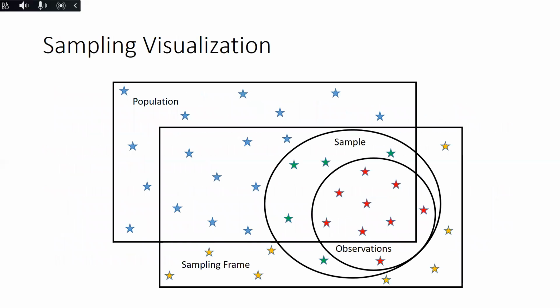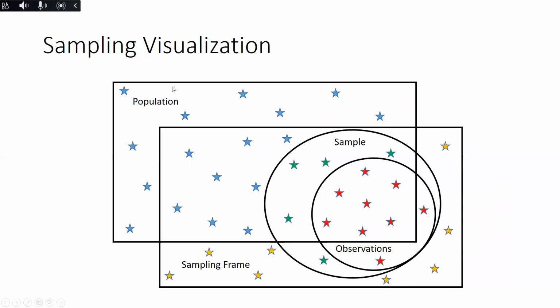So here's a visual representation of what we just talked about. This big box here is our population. Those are the folks that we're actually trying to make claims about. And you'll notice that our sampling frame doesn't perfectly match it. We're trying to represent that population, but there's some people, these yellow stars over here, who are in our sampling frame but aren't actually in our population. That might be people who are maybe registered voters in your area, and your sampling frame is a registered voter list. So they're registered in your area, but they've actually moved away.